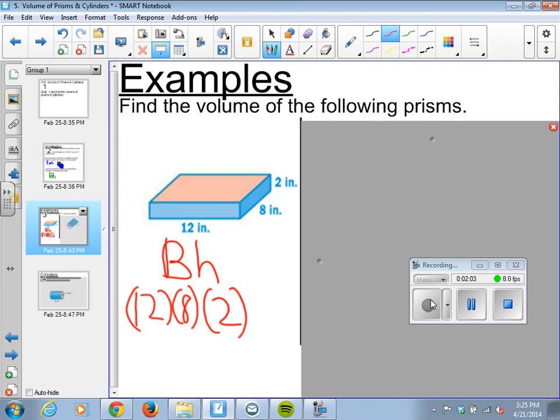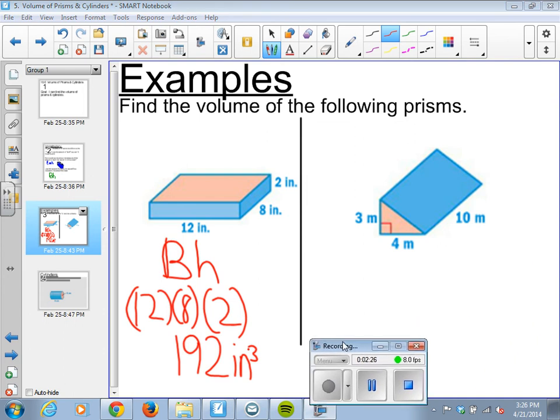Multiply it all together. 12 times 8 gives us 96. 96 times 2 gives us 192 inches cubed. We're doing cubed because we're in 3 dimensions: length, width, and height. So inches cubed.